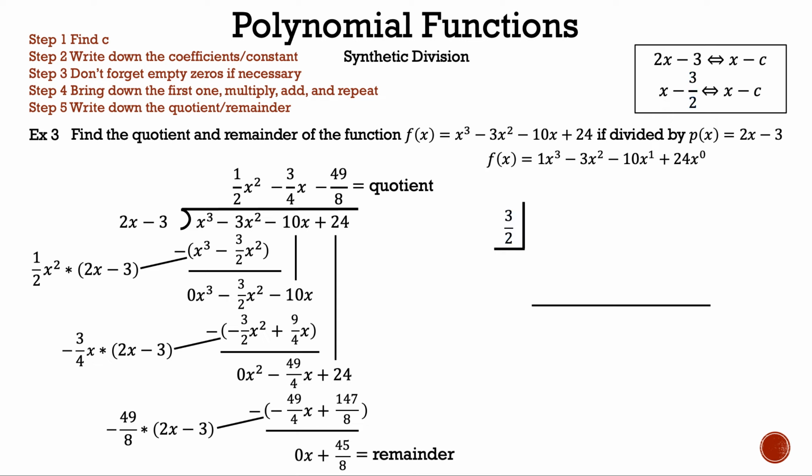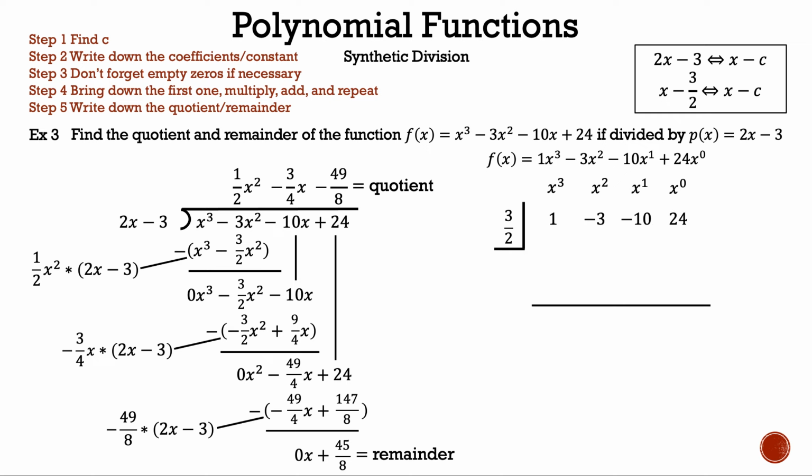Now, let's write down our dividend again, but in a different way, so we can see what numbers to put where. So now we have f of x is equal to 1x to the power 3 minus 3x to the power 2 minus 10x to the power 1 plus 24x to the power 0. Remember, x to the 0 is 1, so 24 times x to the power 0 is 24 times 1, or just 24. Now, let's label each column so we know where the numbers go. We start with x to the power 3, since the highest degree in our dividend is 3, and continue with x to the power of 2, x to the power of 1, and finally x to the power of 0.